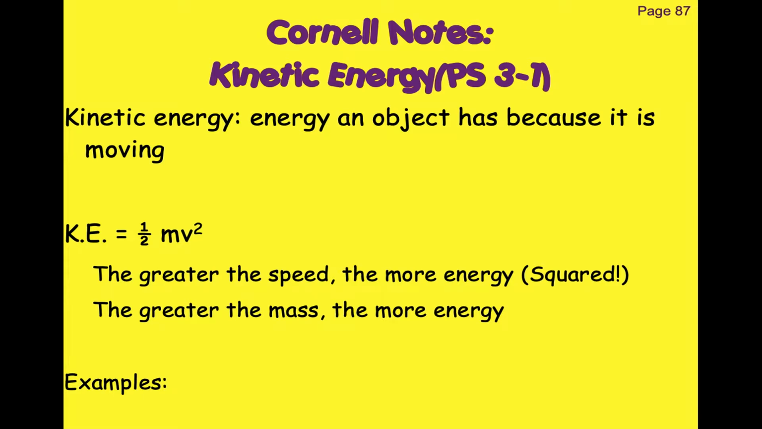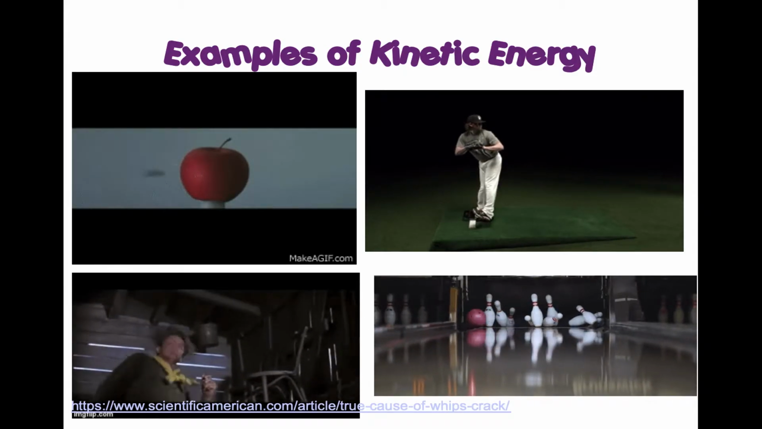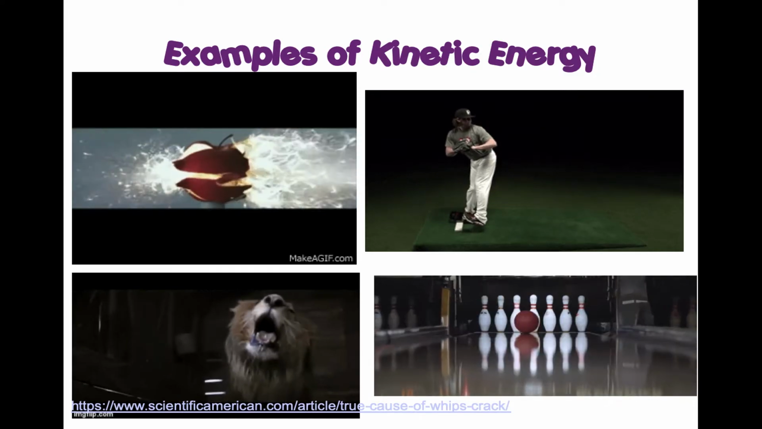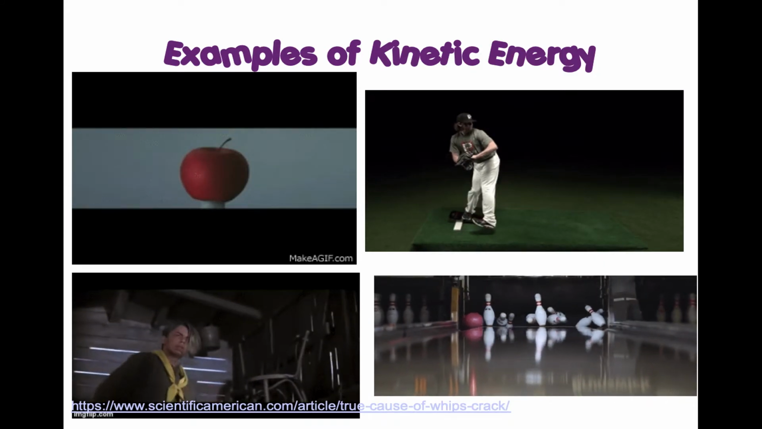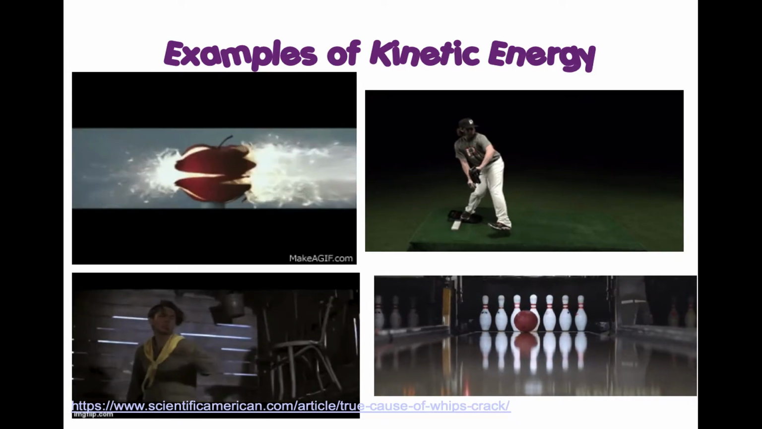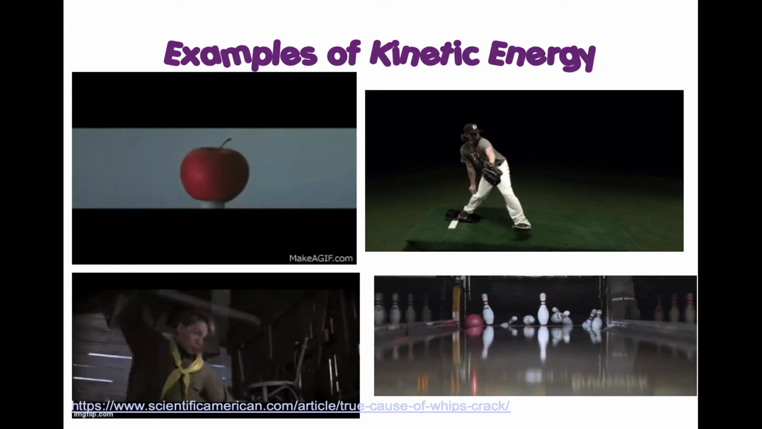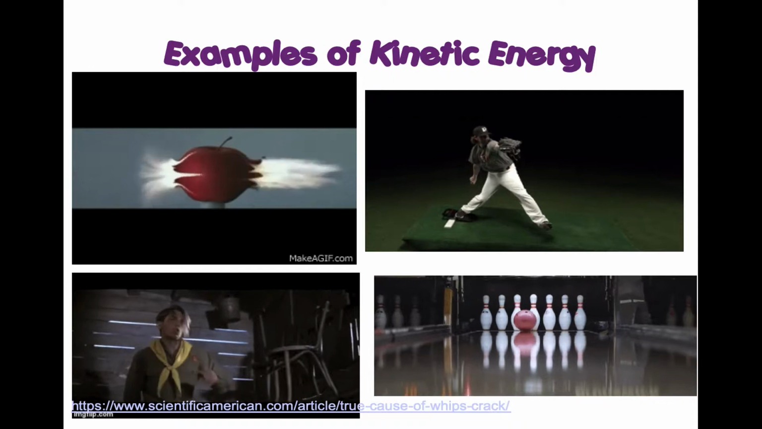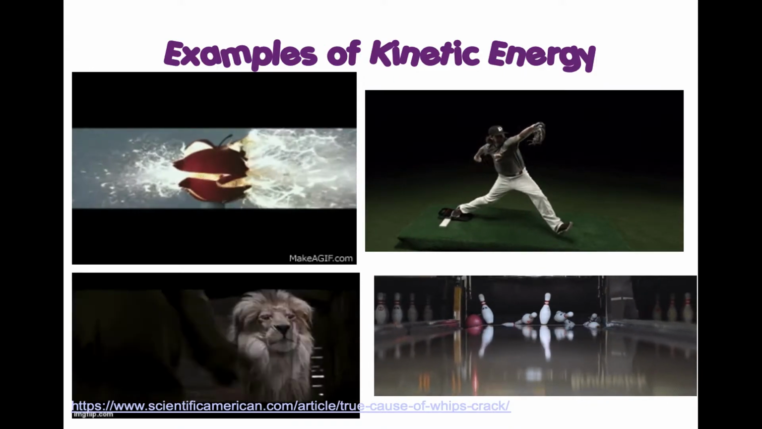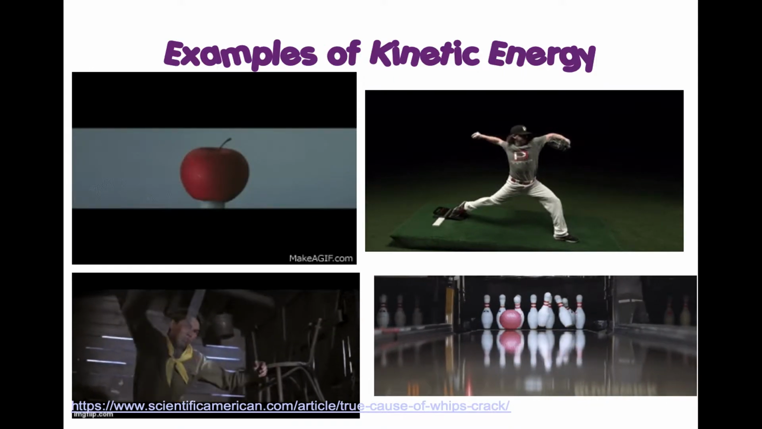So here are some more examples. We have a bullet that's going to be shooting through an apple, so a lot of kinetic energy there. A pitcher, the faster you throw the baseball, the more energy it's going to have. A bowling ball, the more massive your bowling ball is, the more energy it's going to have.